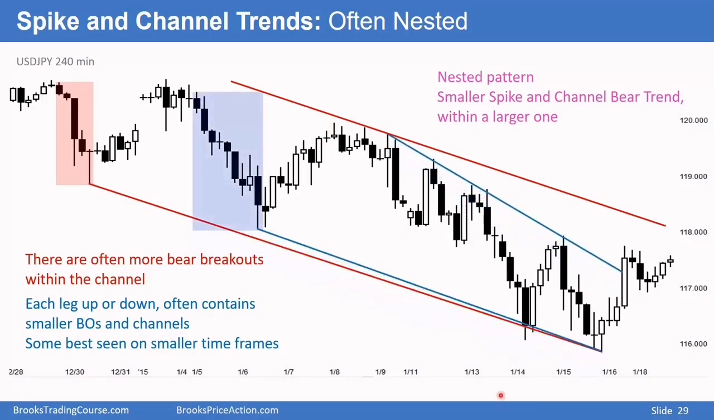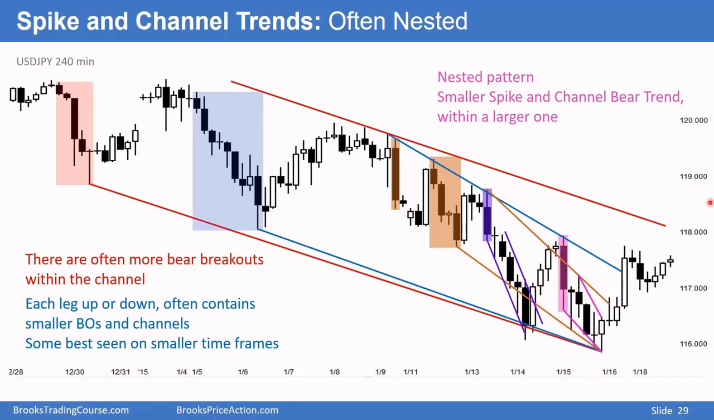Bear spike, pullback, and channel. Fairly tighter channel within this broader channel. Bear spike, pullback, channel. There are several nested spike and channel patterns here. Bear breakout, so a small spike and channel on a smaller time frame chart. This would obviously be a spike and channel bear trend. It's very common to see nested patterns, smaller patterns within larger patterns.